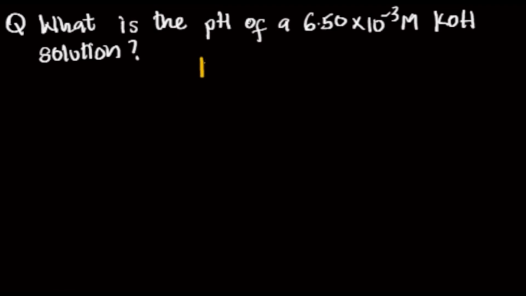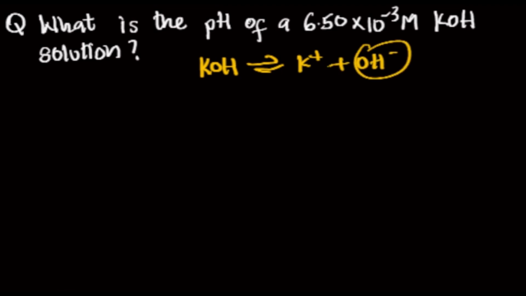We know that KOH is a base, right? And whenever KOH dissociates, it's going to dissociate into K plus plus OH minus. And from here, this OH minus actually represents the properties of a base. Then from there, we are asked to calculate for the pH. So what formula can we use?